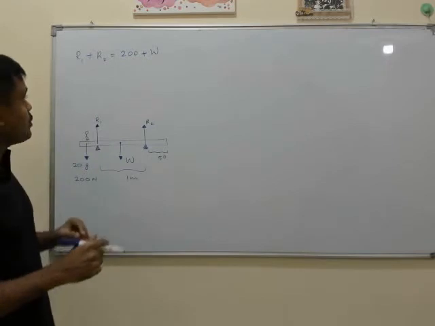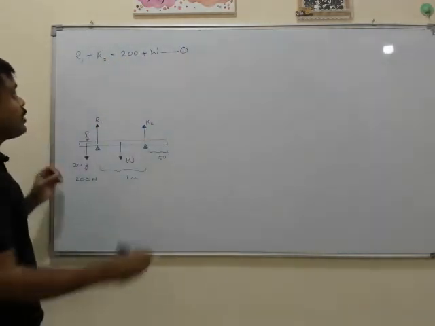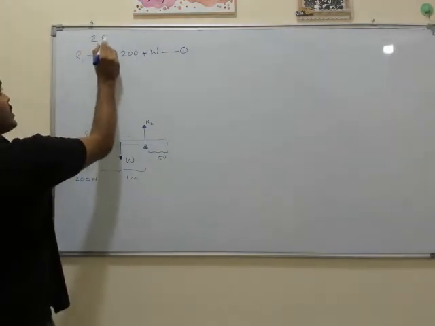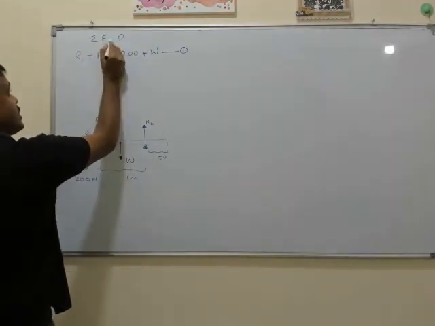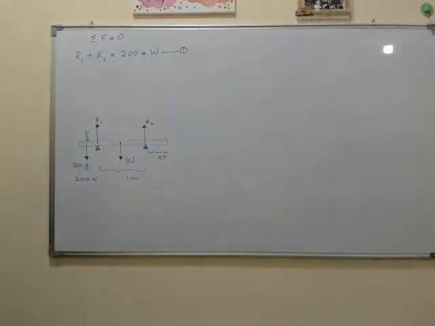So I got my first equation now. Let us put it as equation number 1. Now this is obtained by taking what? Translational equilibrium. Condition for translational equilibrium is sigma F should be equal to 0.